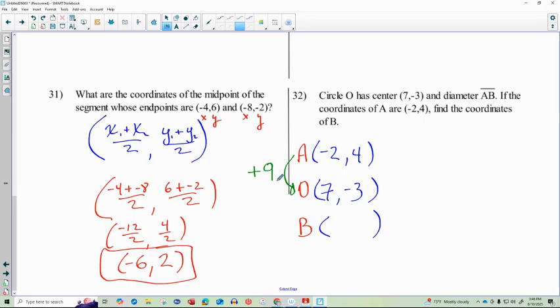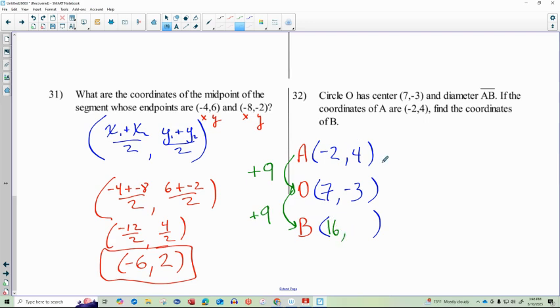You can use your fingers, I don't care. -1, 0, 1, 2, 3, 4, 5, 6, 7. Hopefully you have 9 fingers up. Well, if -2 to 7 is +9, that means from 7 to this number also has to be +9, because this has to be in the middle. So 7 plus 9 is 16.